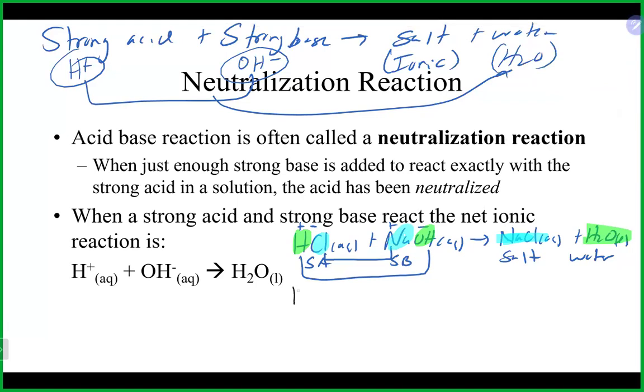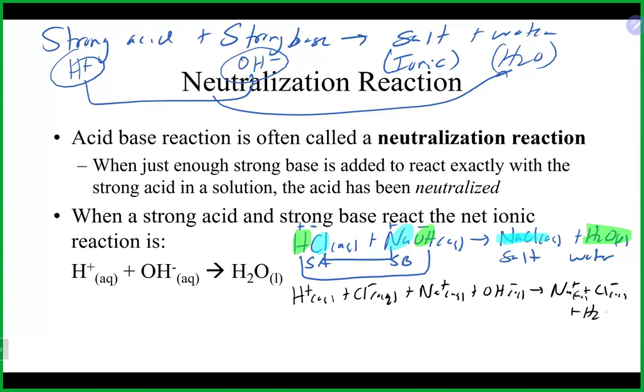Our total ionic equation would be something like H plus, Cl minus, plus some sodium ion, hydroxide ion, sodium ion, and chloride ion here.